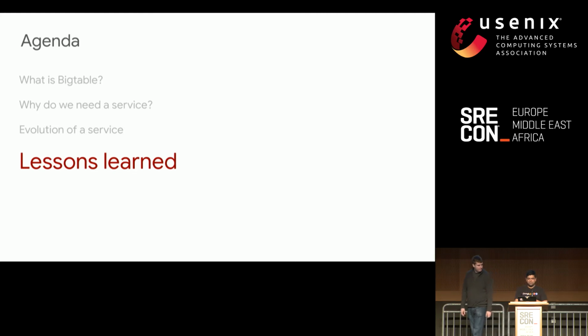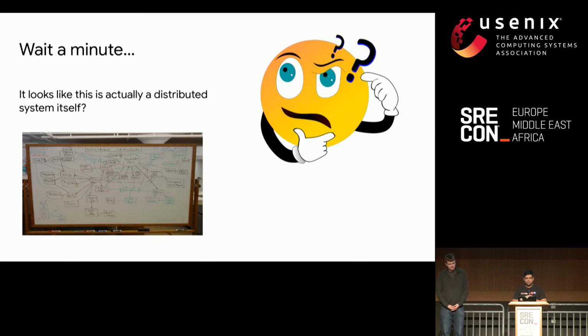So we talked about why we needed a service, how we went about solving various problems that we encountered along the way. We've been running Bigtable Service for over a decade now. Here are some of the lessons that we learned during this time. So when we started, we thought we would just deploy Bigtable in a for loop so that people wouldn't have to do it themselves. We thought it would be simple. But we ended up building this incredibly complicated system that we did not originally set out to do.